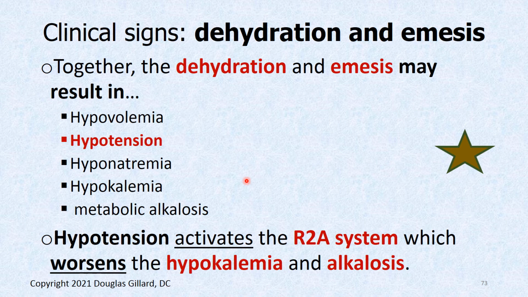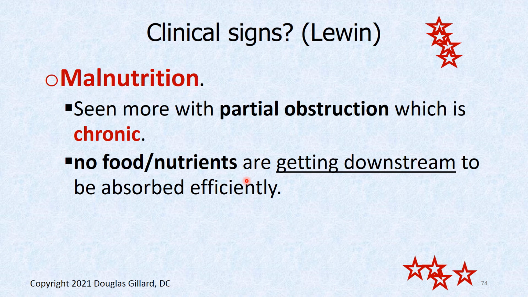And the hypotension will activate the RAAS system. They'll have high levels of renin floating around, and the system will be sucking a little bit of water out of the filtrate, a little bit of sodium, but that's going to worsen the hypokalemia and the alkalosis because it's kicking the potassium and it's kicking hydrogen ion into the filtrate.